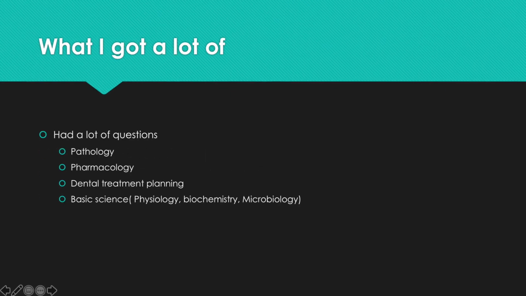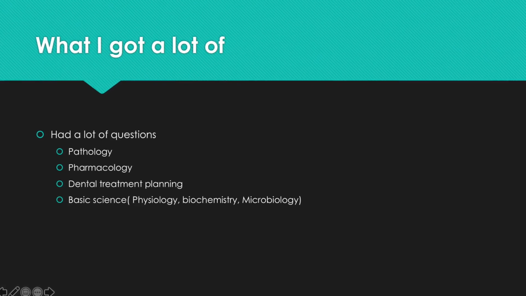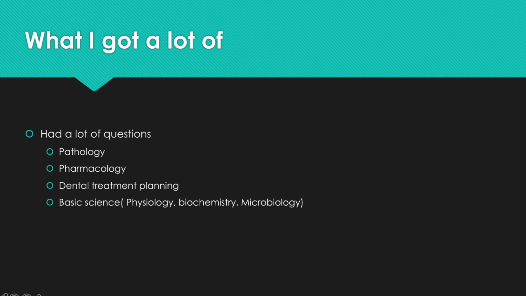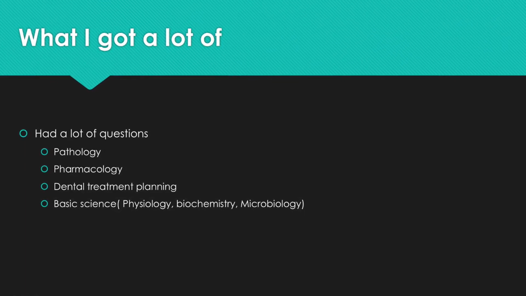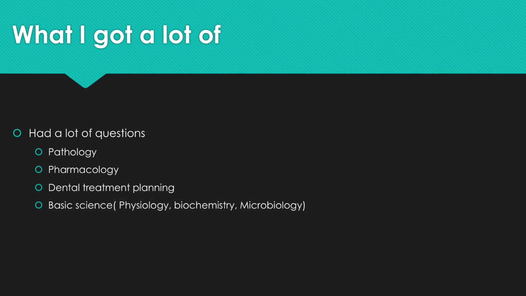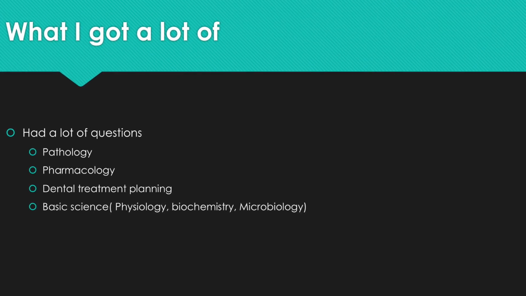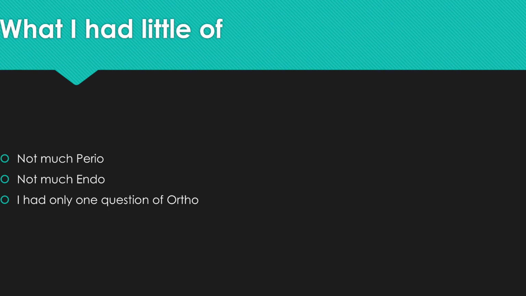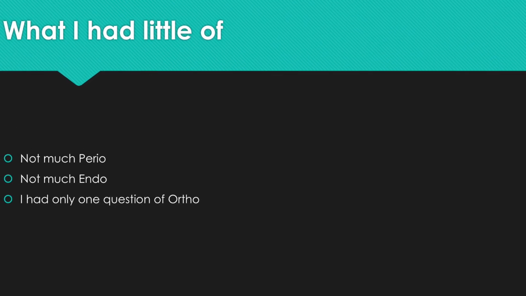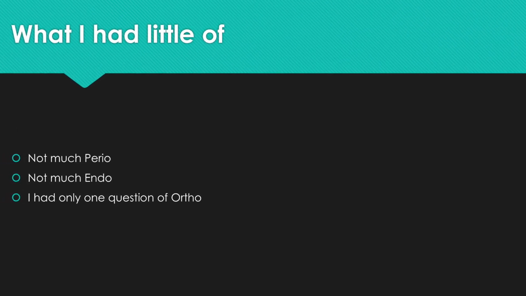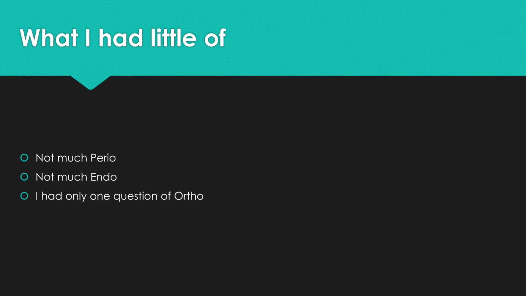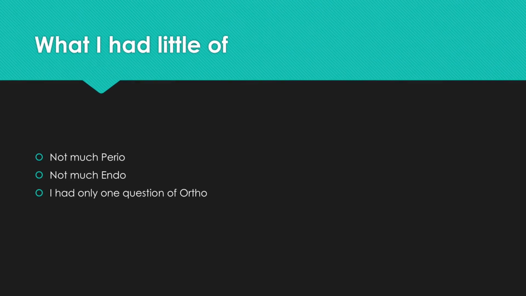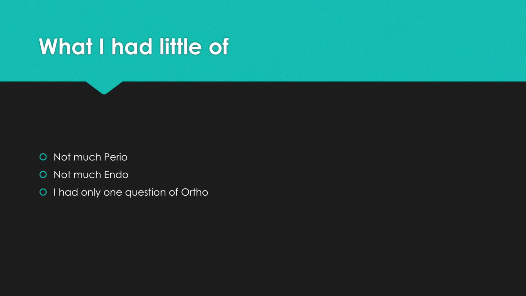I feel like a large portion of my test was pharmacology, pathology, and general dentistry with treatment planning things. A good portion was basic sciences like physiology, biochemistry, microbiology. Basically the stuff you did in undergrad and your first year of dental school. That was the first half of the original boards. As far as the specialized things, I didn't have that much perio, endo, and I really only had one ortho question. That's pretty consistent with most people I talked to. One person did tell me they had quite a few endo, but generally pretty light.